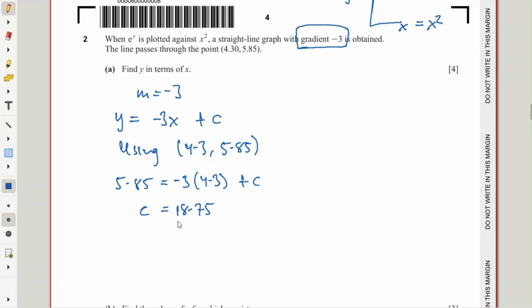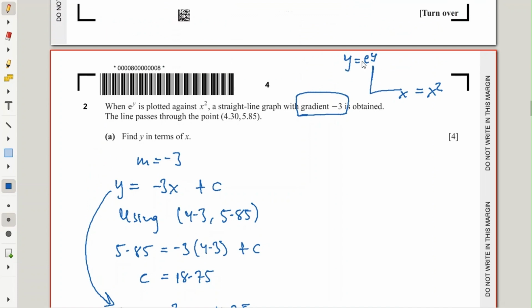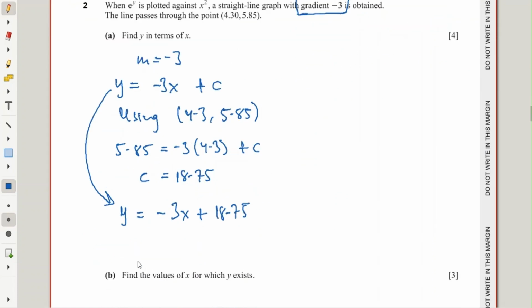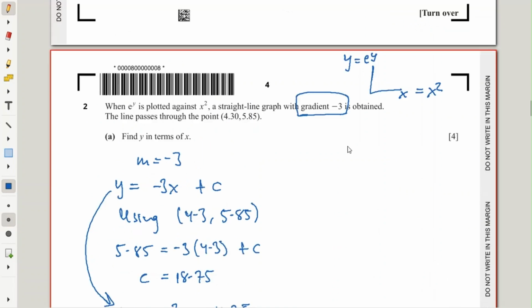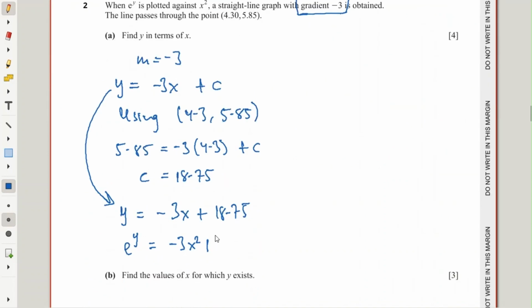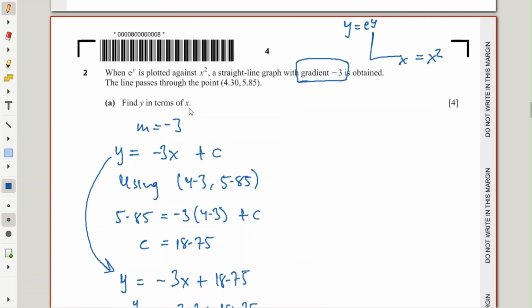So what do you think I can do with this value? So right now my equation becomes this one. It becomes this, right? Don't forget that you said that your y can be represented by e to the power y, and your x is now x squared. Okay. Now they say that we should find y in terms of x.